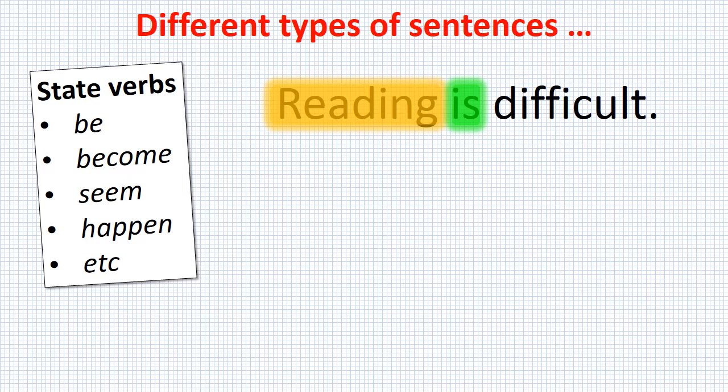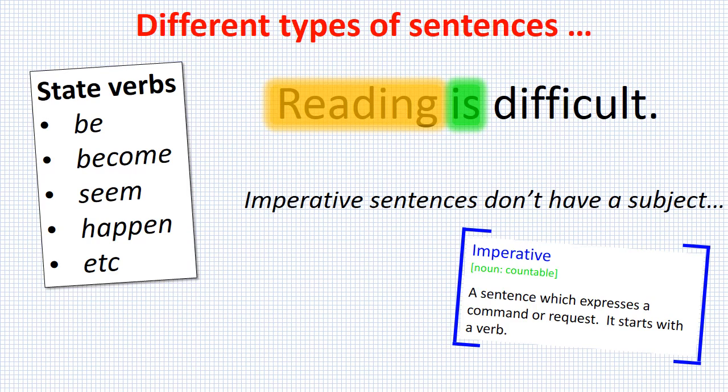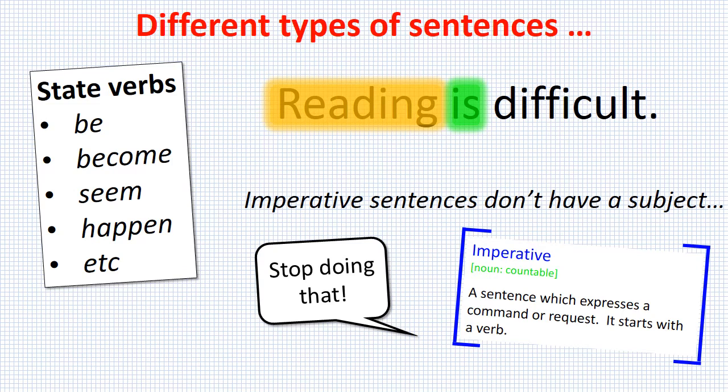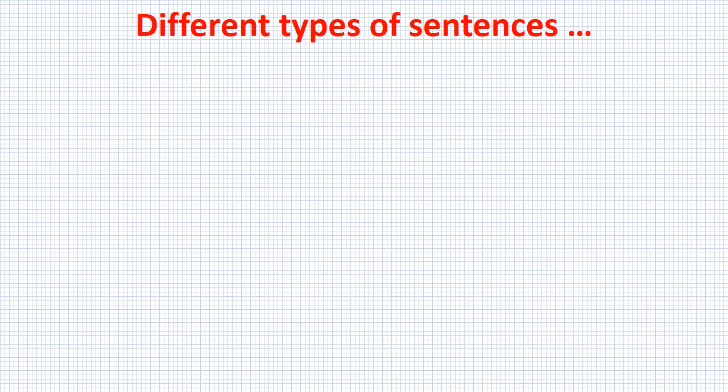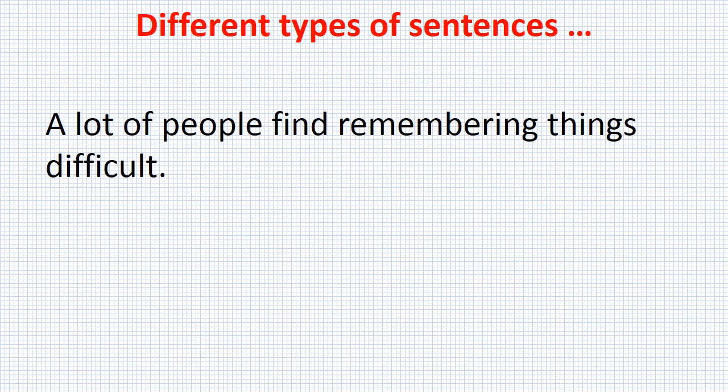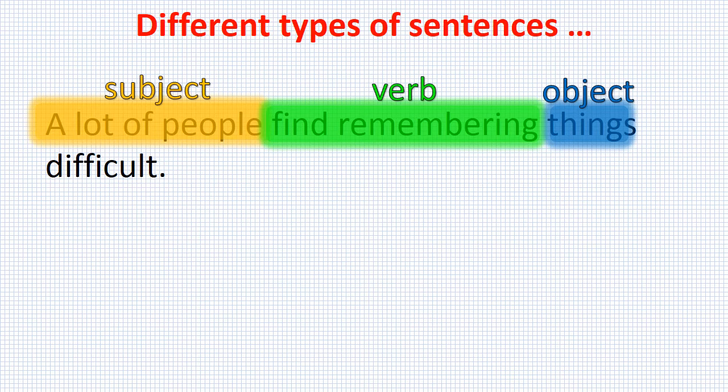However, most sentences must have a subject and a verb. Now, the exception to this is the imperative sentence, which has no subject. Here are some examples. Okay, so let's apply this to some different sentences. Try to identify the elements in this one. Were you correct? And how about this one?